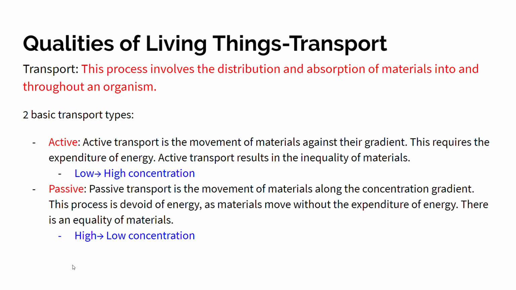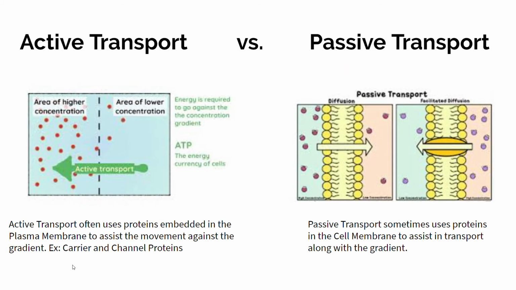Meanwhile, passive transport is the movement of materials along the concentration gradient, therefore high to low concentration. This process is devoid of energy as materials move without the expenditure of energy. There's an equality of materials. Active transport versus passive transport.